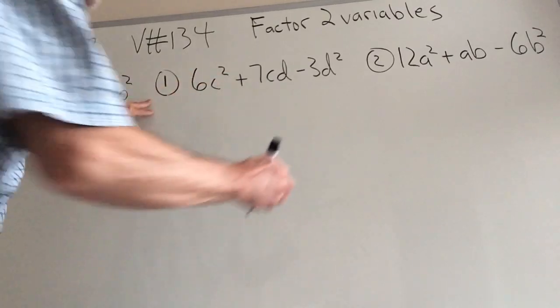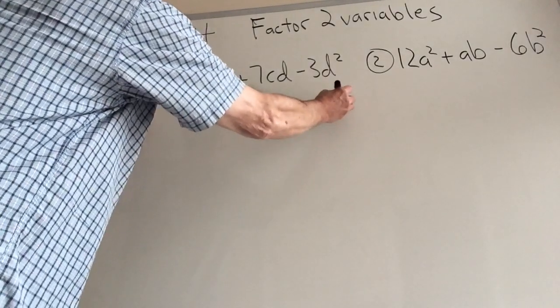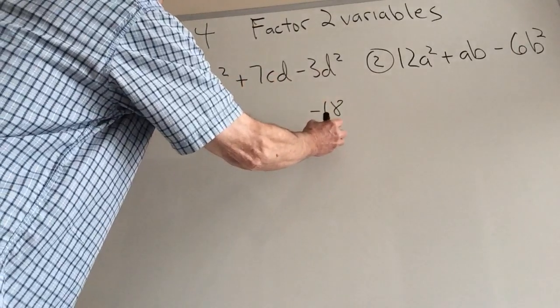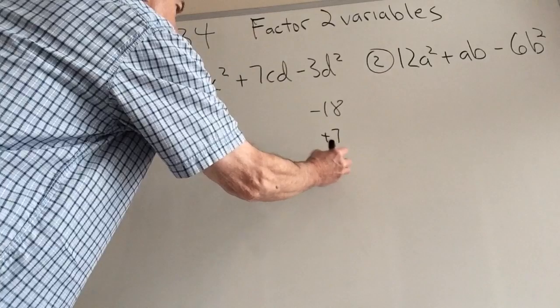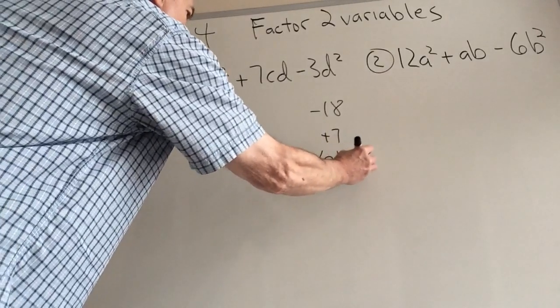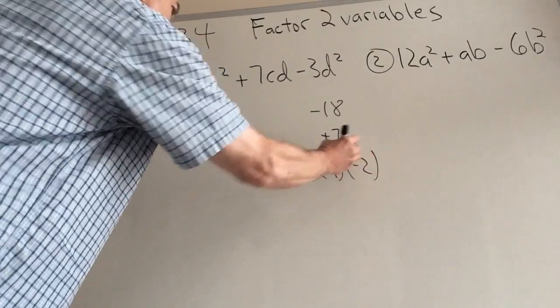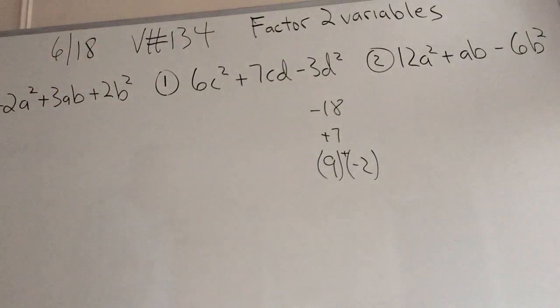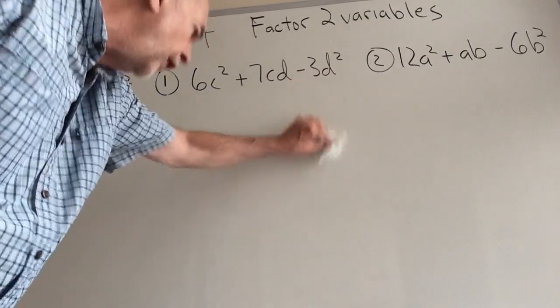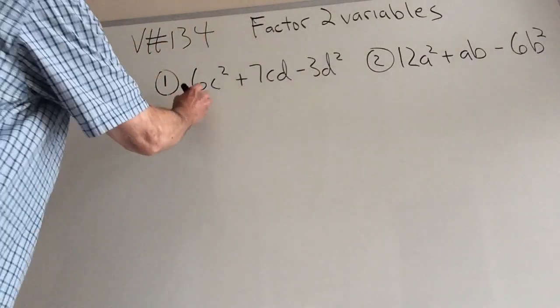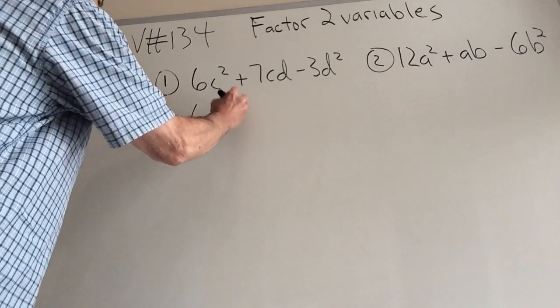So 6 times negative 3 is negative 18. And so two numbers that multiply out to negative 18 but add up to 7. And like I said, you got to practice this. You have plenty of problems to practice and go over. 9 minus 2 is 7. There's the key, the 9 and the negative 2. You have to be able to do that. You're big boys and girls now, okay? So I rewrite in any order, as we said before.